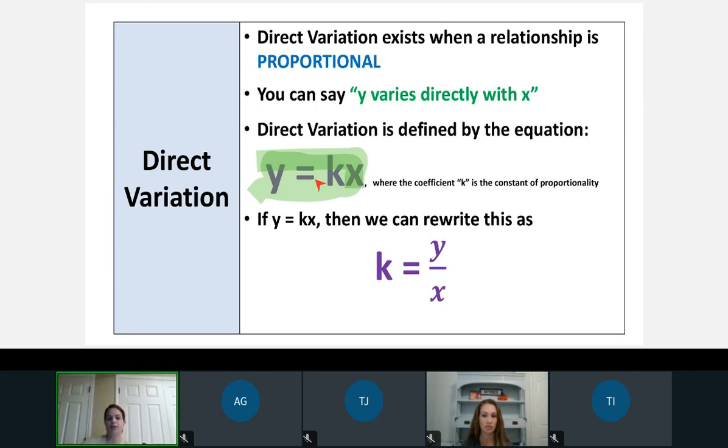The only difference here, direct variation, notice that it does not clearly have the plus b, right? So when we were talking about linear equations and we did slope-intercept form, we wrote it as y equals m times x plus b. This plus b is missing because all direct variation equations go through the origin or the point (0, 0). So if it does not go through the point (0, 0), then it is not a direct variation.